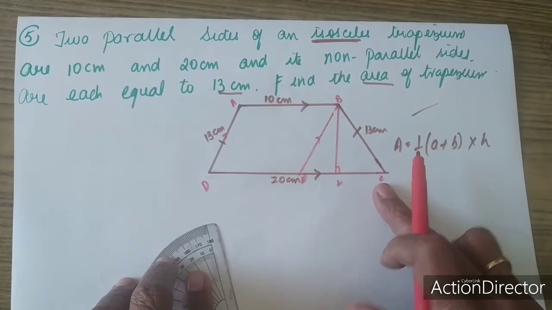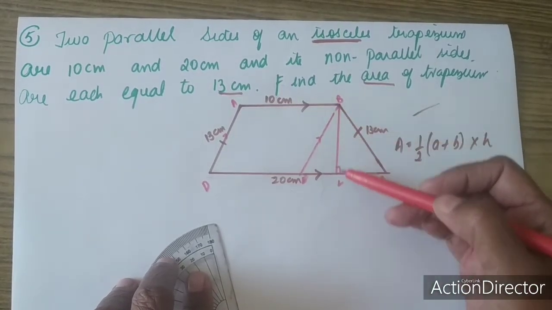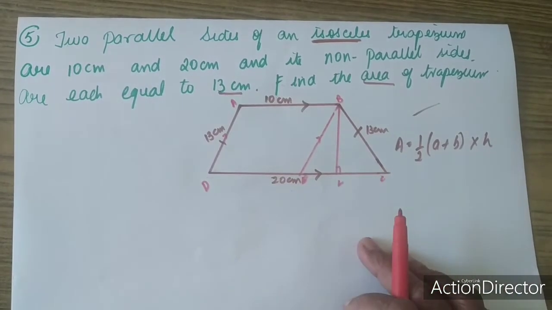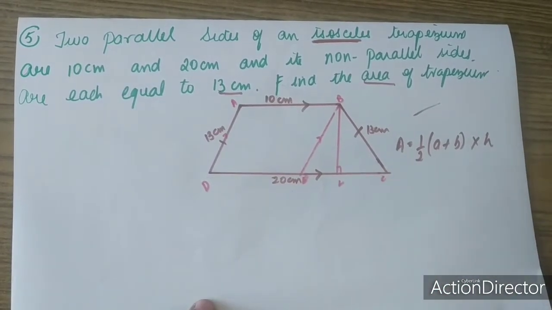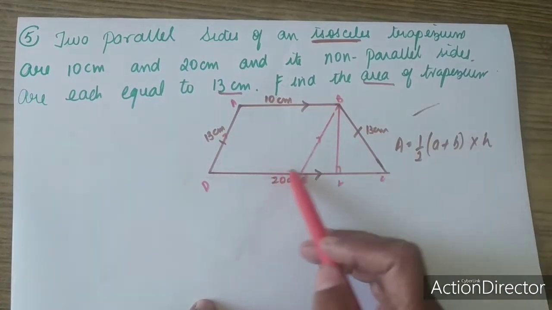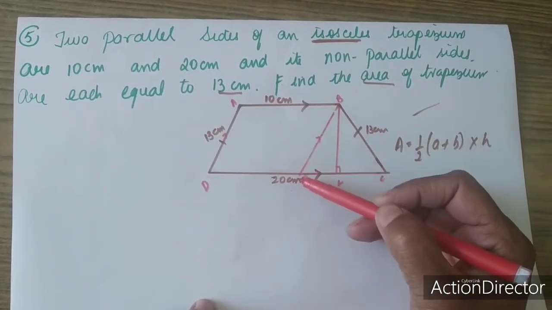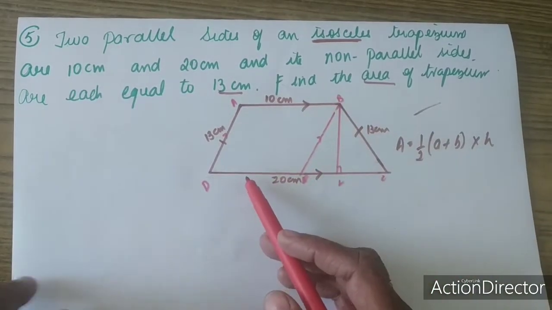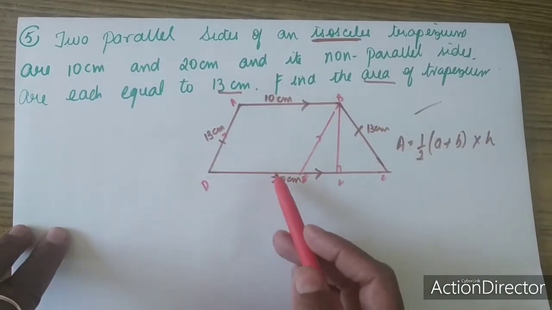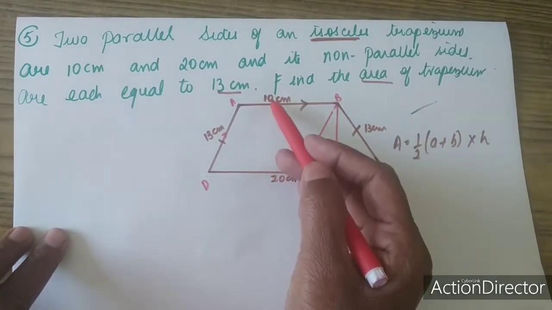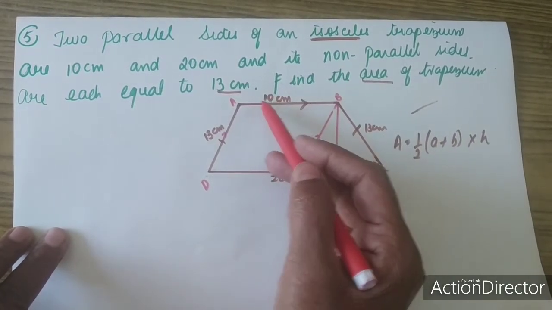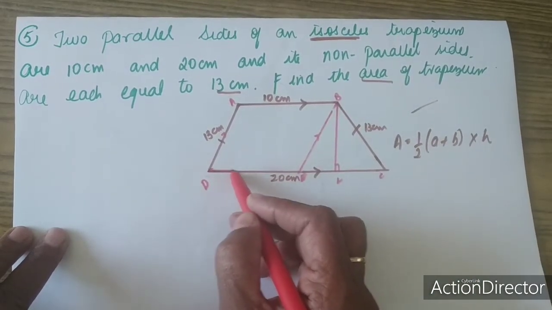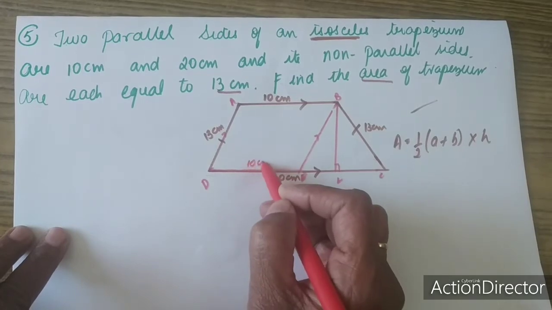BEC is a triangle. Now I am going to draw a perpendicular BL perpendicular to EC. Now if you observe AB, this is becoming a parallelogram. As I have drawn a parallel line here, this is forming a parallelogram. ABED is a parallelogram. If ABED is a parallelogram, opposite sides of a parallelogram are equal. So if AB is equal to 10 centimeter, DE is also equal to 10 centimeter.